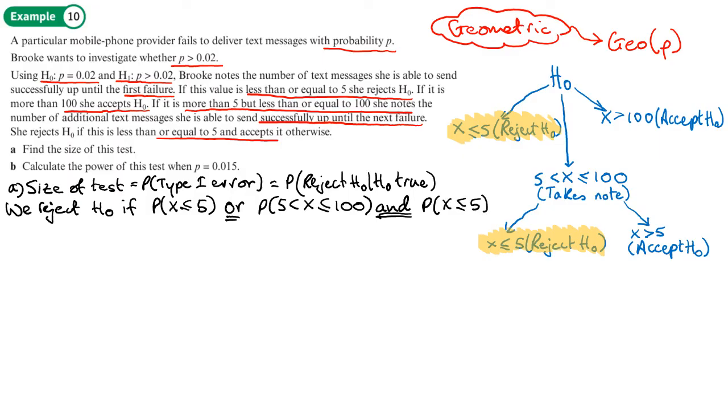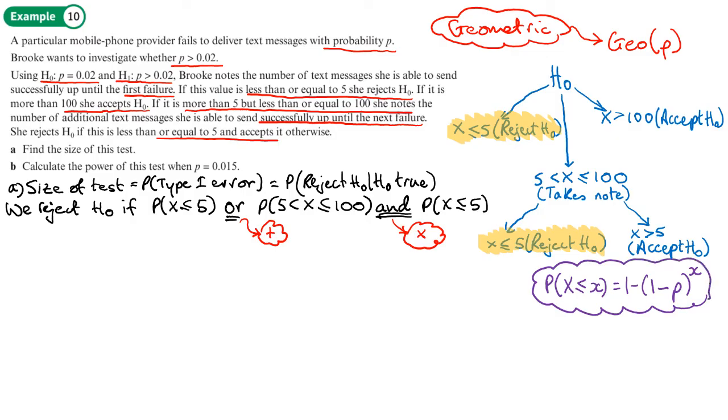Now, we know in questions like this, where the probabilities are independent, that if we have "or", we replace it with a plus sign. If we have "and", we replace it with a times sign. Now, since this is a geometric distribution question, just a reminder, if we need to work out the probability that X is less than or equal to x, it's 1 minus the probability, 1 minus the probability to the power x. So this is going to help us work this out.